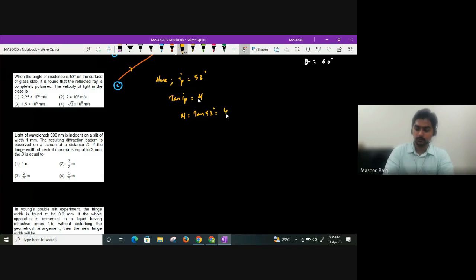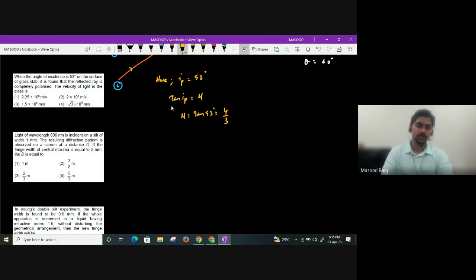What they are saying is, when the angle of incidence is 53 degrees on the surface of a glass slab, it is found that the reflected ray is completely polarized. When will the reflected ray be completely polarized? If the incident ray is incident at a particular angle called the polarizing angle. So here, can I directly tell that the polarizing angle will be 53 degrees or not, guys? So what we can write? We know tan IP value is nothing but your mu. So mu value can be taken as tan 53, which turns out to be 4 by 3.